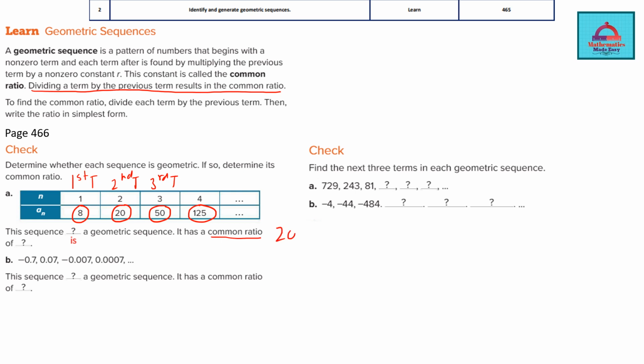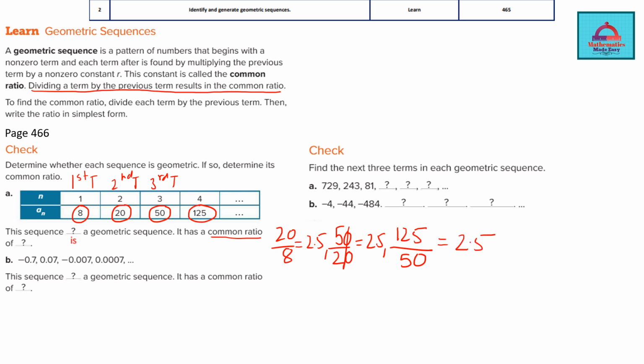So let's divide 20 by 8. If I take 20, the second term, the previous term is 8, so I'm dividing by the previous term. If I take 50, the previous term is 20, I will divide by that. If I take 125, the previous term is 50, I will divide by that. Now we need to check whether on division they are going to give the same number or not. So this is giving 2.5. This is also giving 2.5 and this one is also giving 2.5.